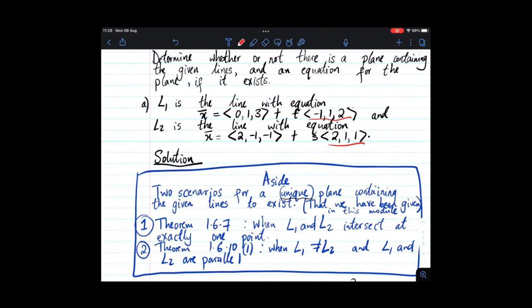And because of that, we can conclude that this scenario does not apply to our situation right now, because the lines are not parallel, to be more precise, right? So what we need to check is the condition in theorem 1.6.7, which is we need to check if L1 and L2 intersect, and if they do, they intersect at exactly one point? And then we can then say something using theorem 1.6.7. So that's how you think about the question.